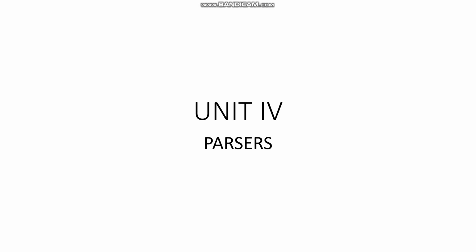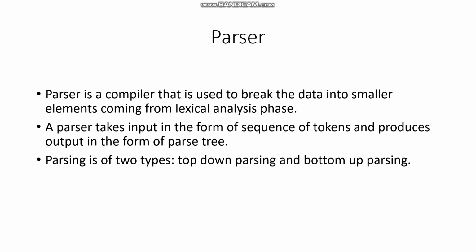In unit number 3 we have seen different phases of compiler. The first phase was lexical analysis, second was syntax analysis, third was semantic analysis, then intermediate code generation, then code optimization and your target code generation. Out of which the first one was lexical analysis.